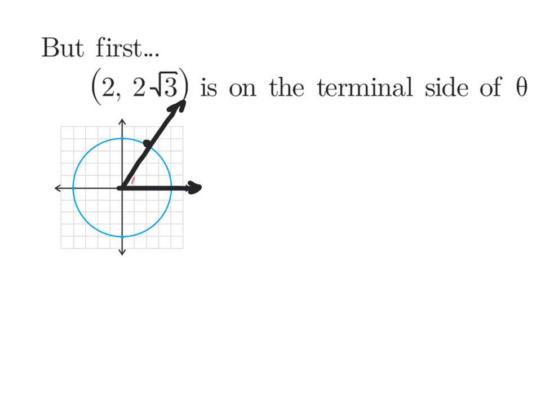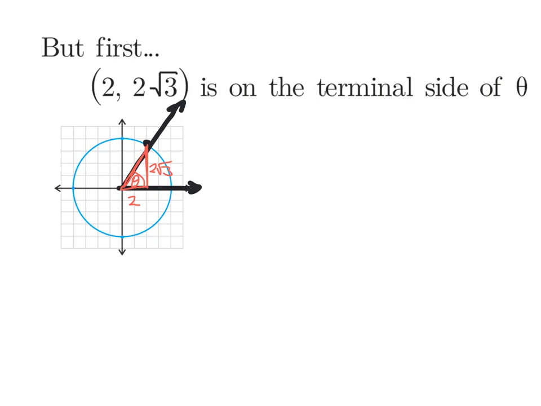That means our angle is going to be down here. And it also means we have this right triangle that we can look at. Because 2 root 3 is a point that's on that terminal side, the way we have it drawn, our base is 2, and then the height would be 2 square root 3.